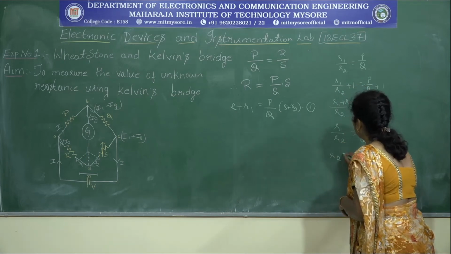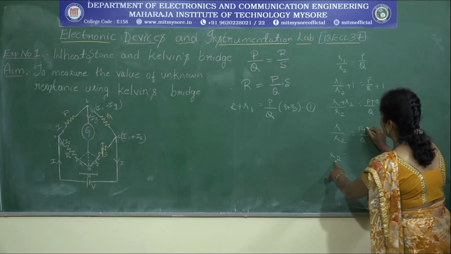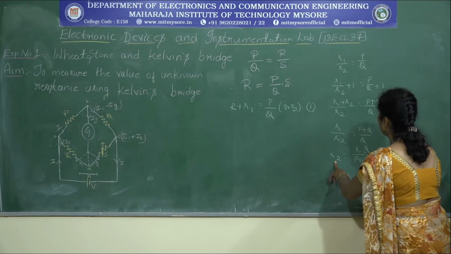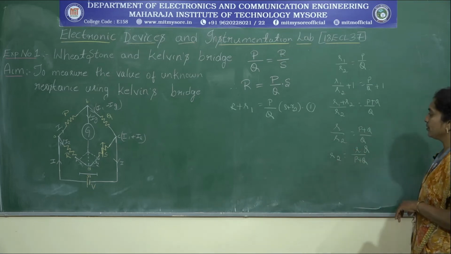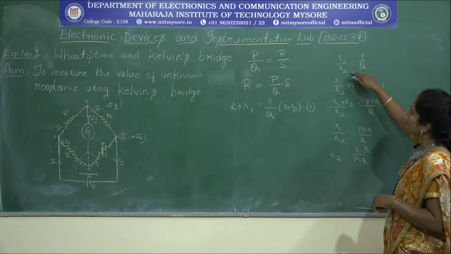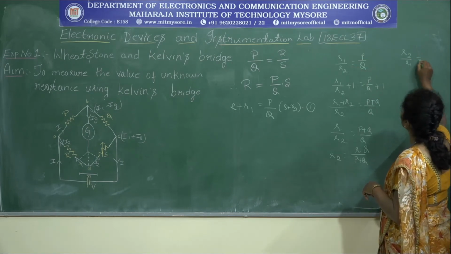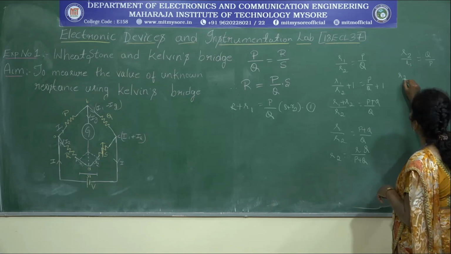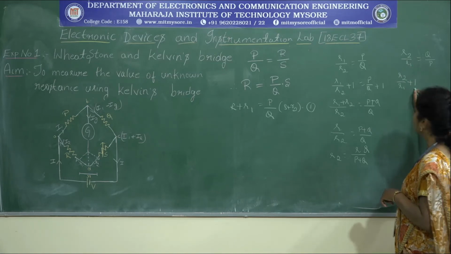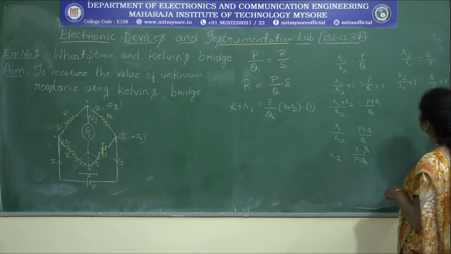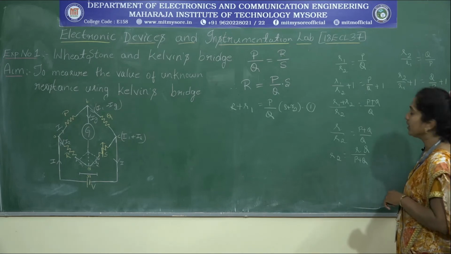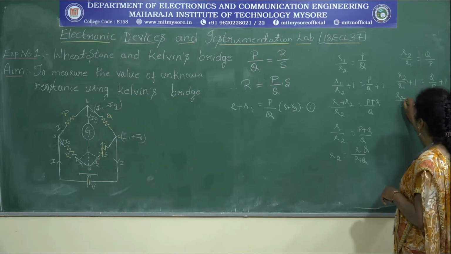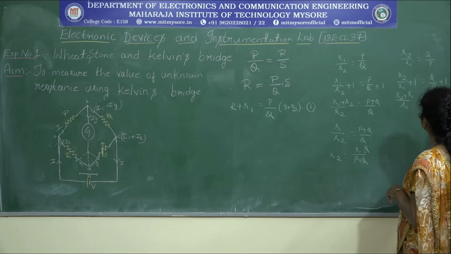Now R2 can be written as R into Q divided by P plus Q. If I interchange the ratio, R2 divided by R1 is equal to Q by P. Doing the same method, I add 1 to both the left hand side and the right hand side: R2 by R1 plus 1 is equal to Q by P plus 1. Taking the LCM, R1 into R2 plus R1 in the numerator, and Q plus P divided by P.